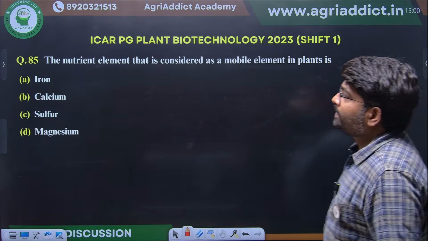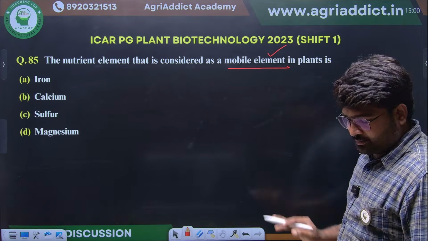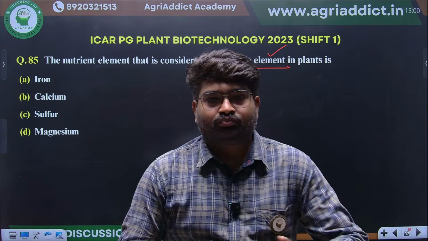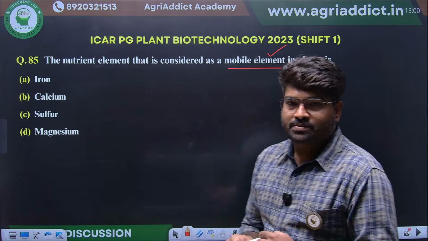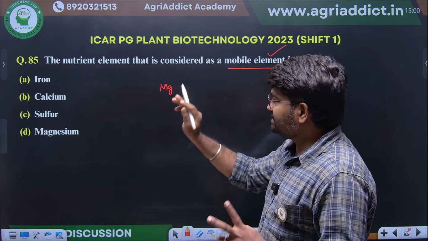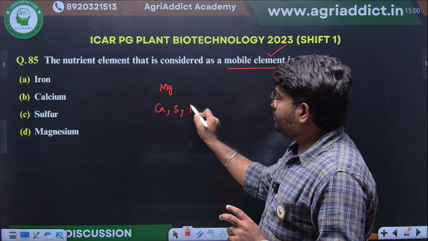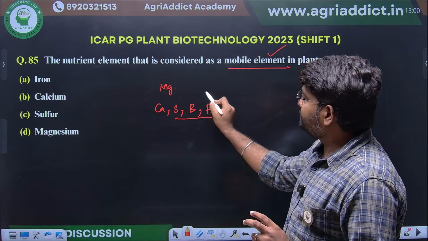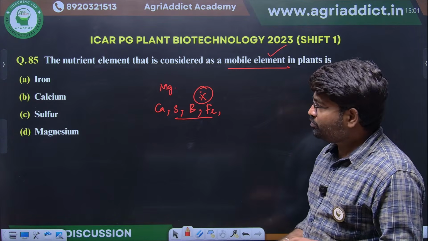Mineral nutrition. The nutrient element that is considered as mobile element in plant. What is the mobile element in the plant? Yes, magnesium. What are the immobile elements? See, immobile elements: calcium, sulfur, boron, iron. These all are some of the immobile elements.